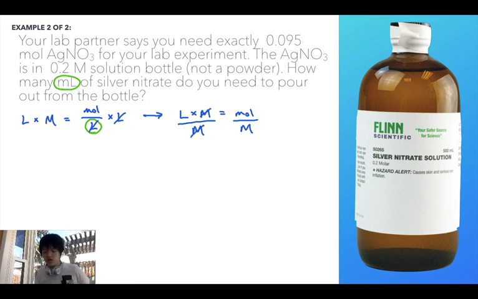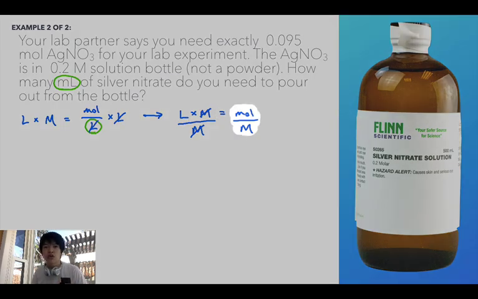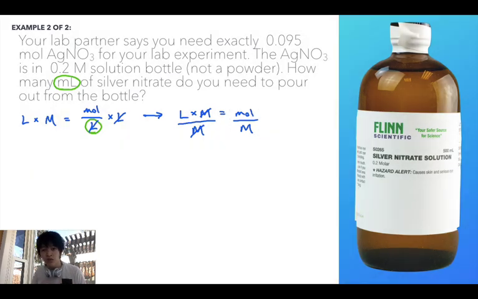And do you see how it says now, with the molarities canceled out, liters is equal to moles divided by molarity. Okay, liters is now by itself. So this is the equation that we need. So we're going to use this equation and start plugging things in. Liters is equal to moles divided by molarity.